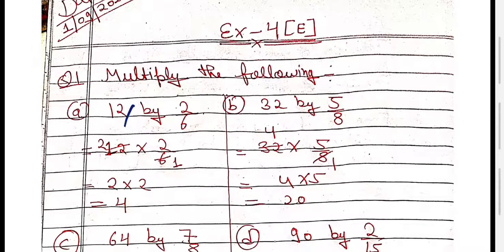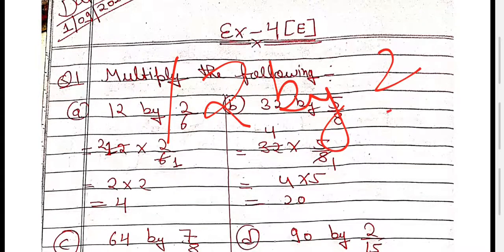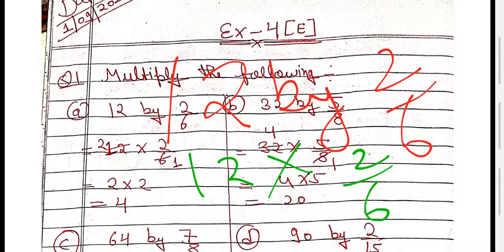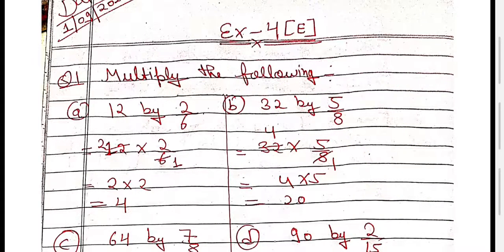Okay, then write 12 as it is. By, you have to write as multiply. Just see here, you have to multiply 12 by 2 by 6. Then what you do, just write 12 as it is, then multiply and then 2 by 6. Now 6 1s are 6, 6 2s are 12. What you get? 2 into 2 means 4. 4 is your answer. Now explain here.